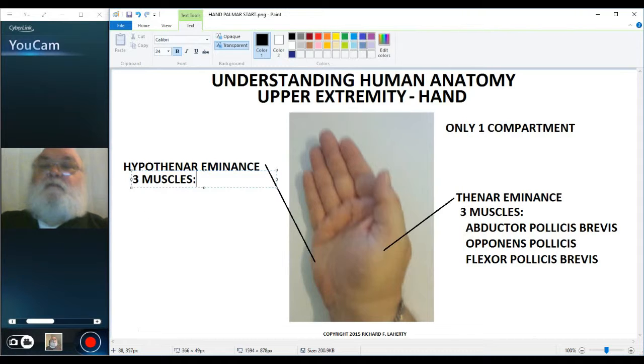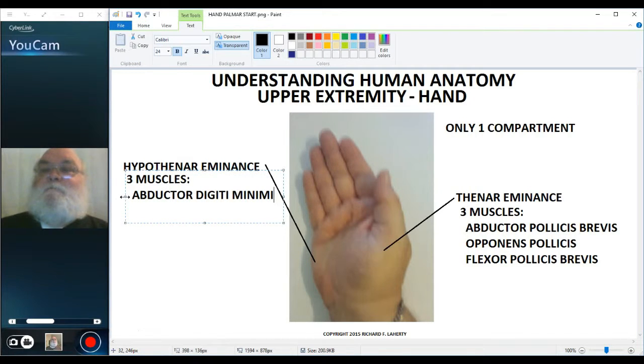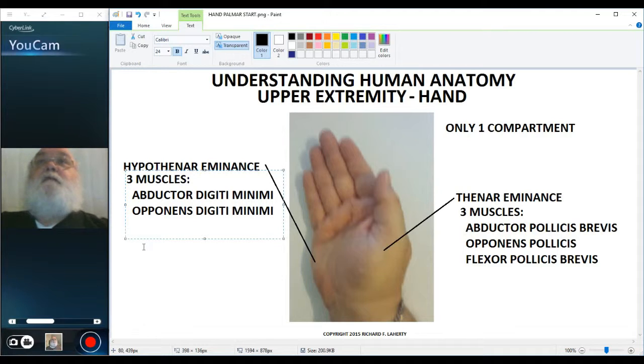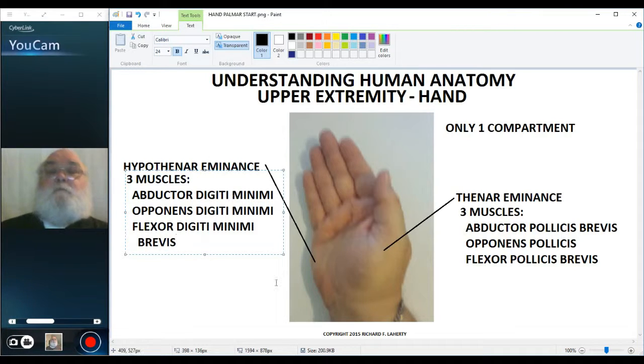And the muscles are similar in name as well. We have the abductor digiti minimi, we have the opponens digiti minimi, and we have flexor digiti minimi brevis. So these three muscles make up the hypothenar eminence.